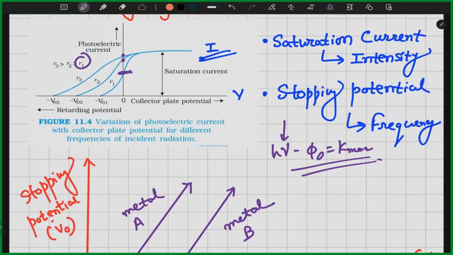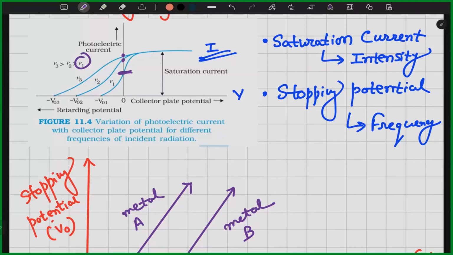So that means that for nu 1, let's say 30 electrons have the K max, and those electrons are able to reach plate A, and those electrons are contributing to the photoelectric current. But the rest of the 70 electrons do not contribute, because they do not have the K max. They have more work, they require more energy for emitting from the metal surface. That means they have kinetic energy less than K max, which is not sufficient to reach metal plate A.